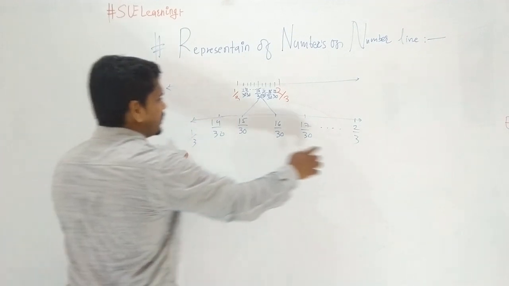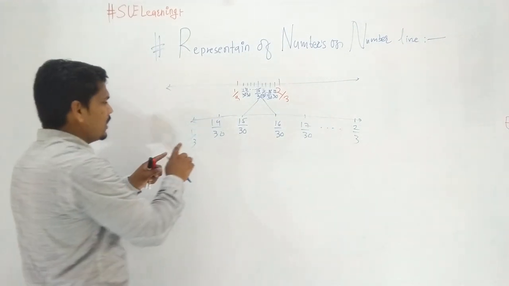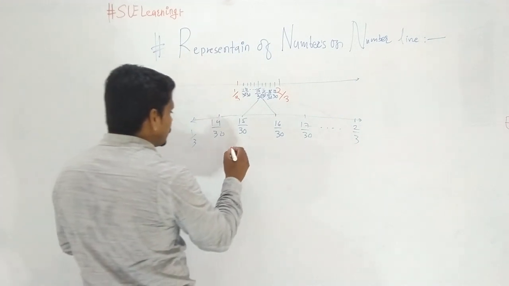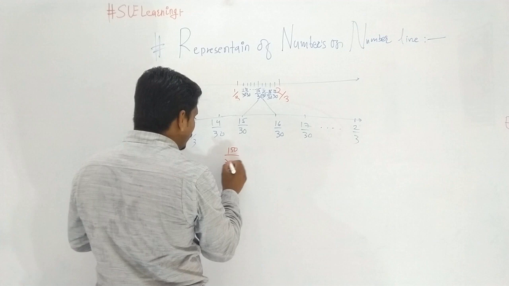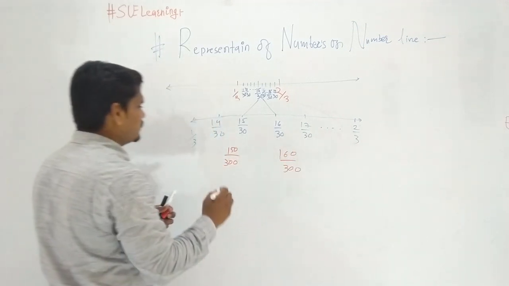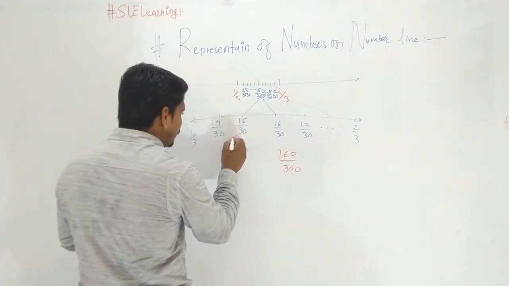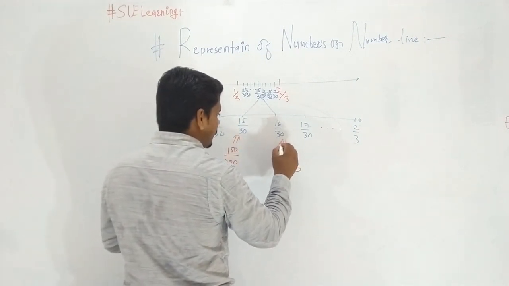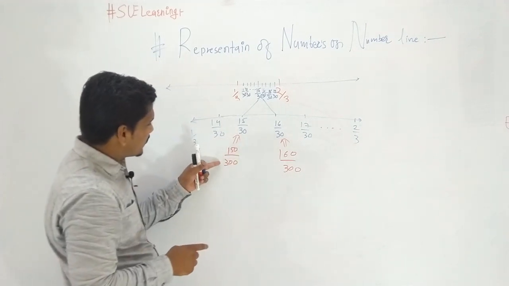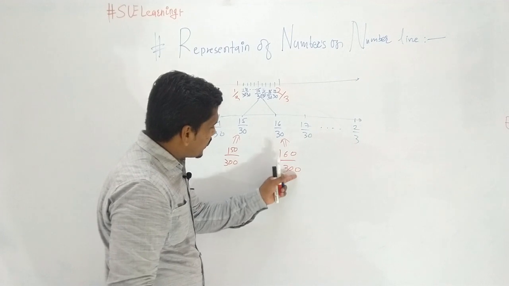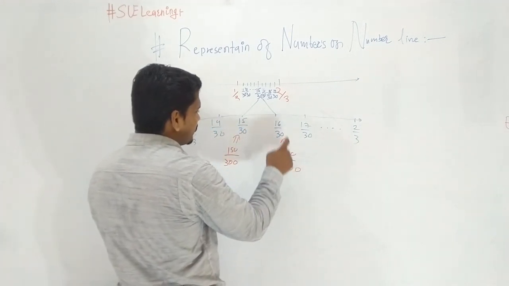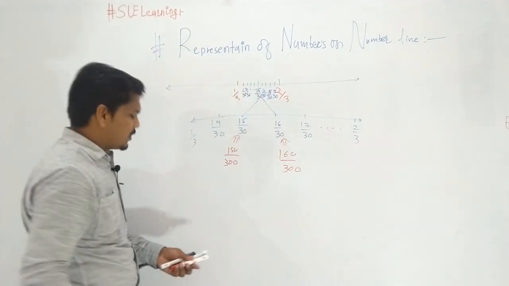Now this whole thing is happening in between 1 by 3 and 2 by 3. Now just go for what I am saying, 150 upon 300 and 160 upon 300. Yes, these numbers are nothing but 15 by 30 and 16 by 30 only. You can observe it. Just cancelling one 0, you will get 15 by 30, and just cancelling one 0 here, you will get 16 by 30. Means this number is nothing but 15 by 30, and this number is nothing but 16 by 30 only.